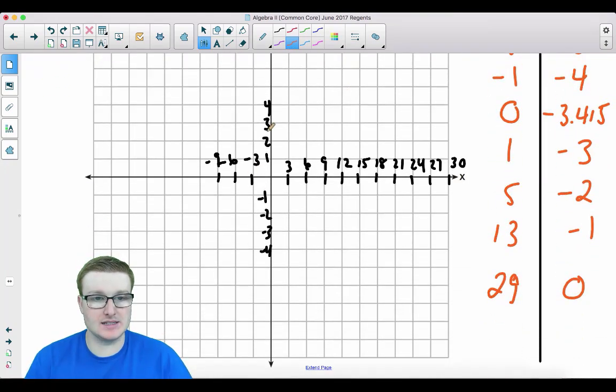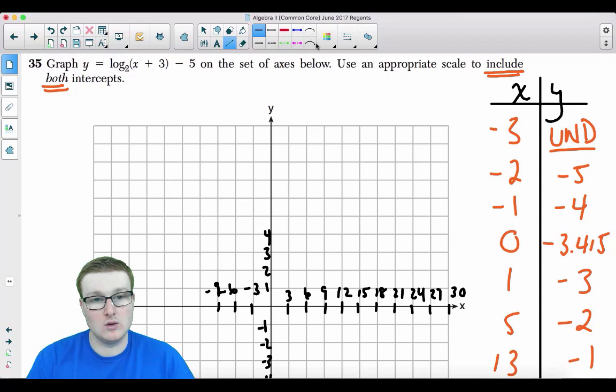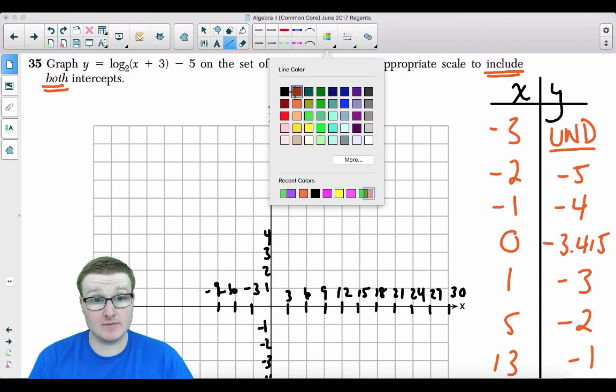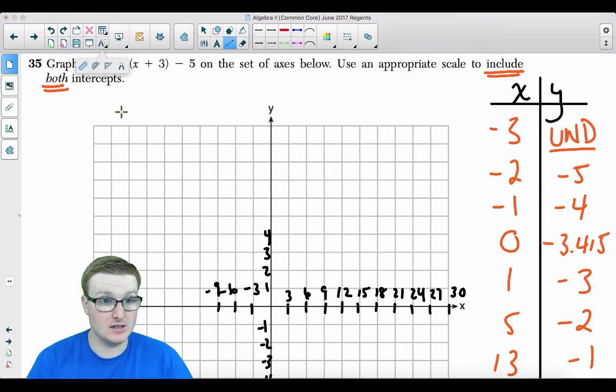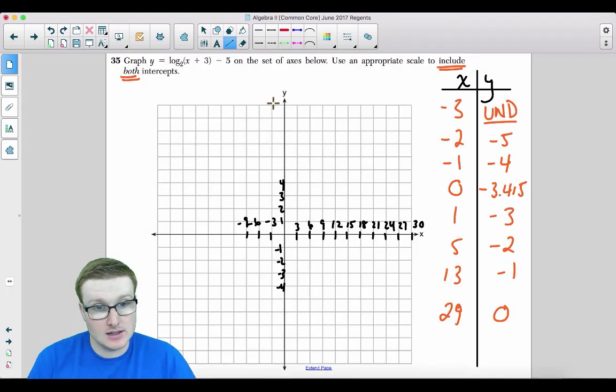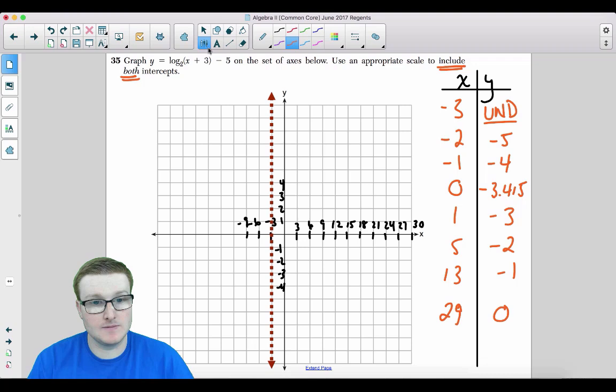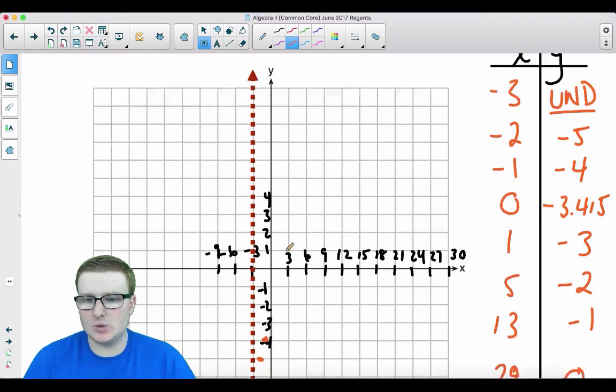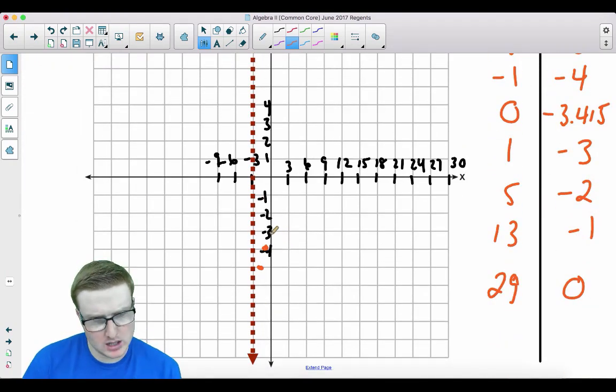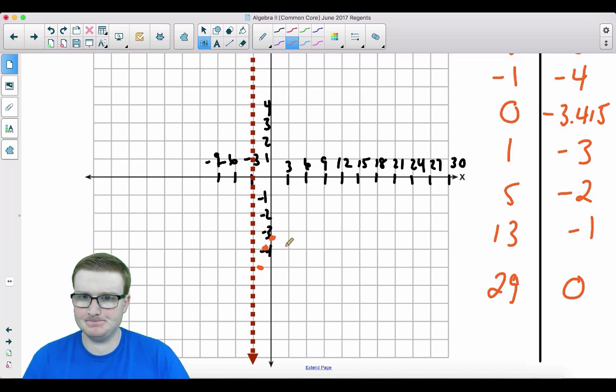So -3 is undefined. So we know that it's undefined. That's a good thing that we know it's undefined. So it's undefined right over here. So we cannot pass that line, peoples. Can't pass it. So we go down to -2, down to -5. 1, 2, 3, 4, -5 right there. Okay. -1, -4. So it's right around there. Then we have our really weird y-intercept. So -3.4. It's right over there.